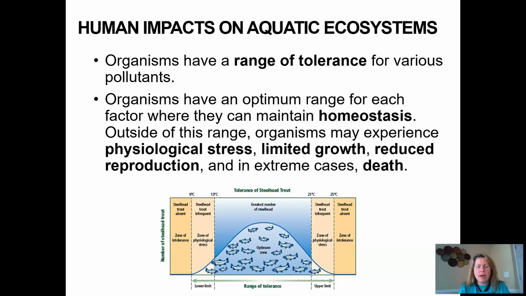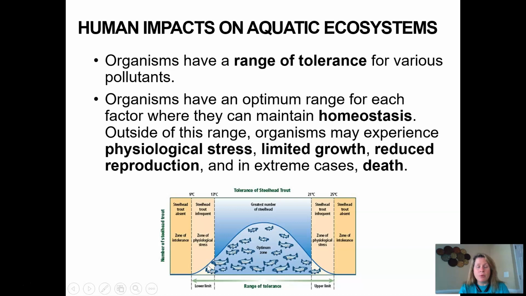And then we have the range of tolerance that we have looked at in the past, that there's an optimum range where organisms can live. And then as we get to the extremes of that range of tolerance, organisms begin to suffer. Within that optimum zone, organisms are able to maintain homeostasis and keep their body functions pretty stable. But once they get outside of that, you can have a zone of physiological stress where you still have organisms that can survive there, but they just aren't faring well.